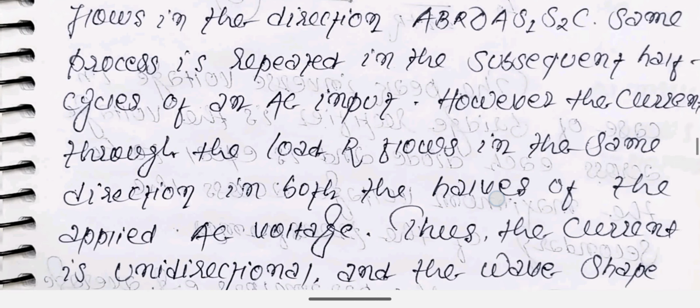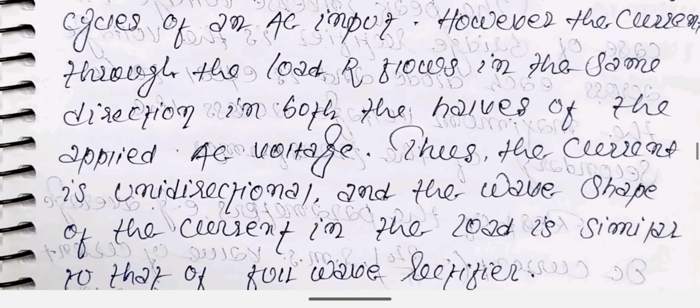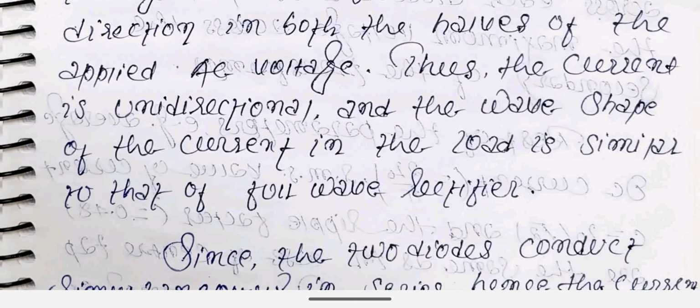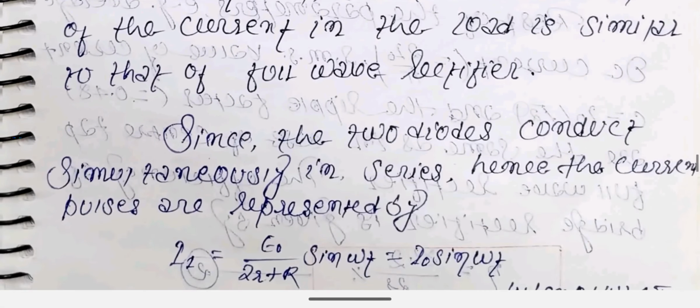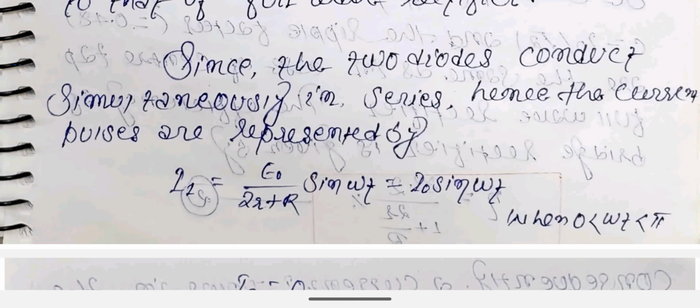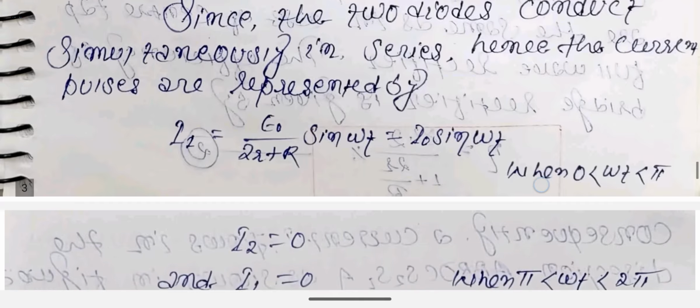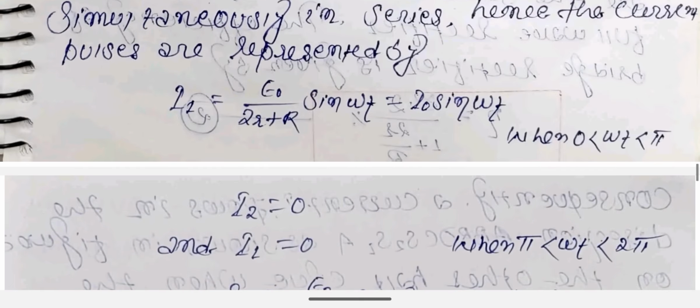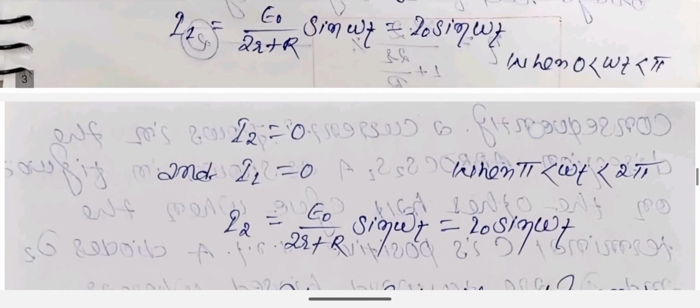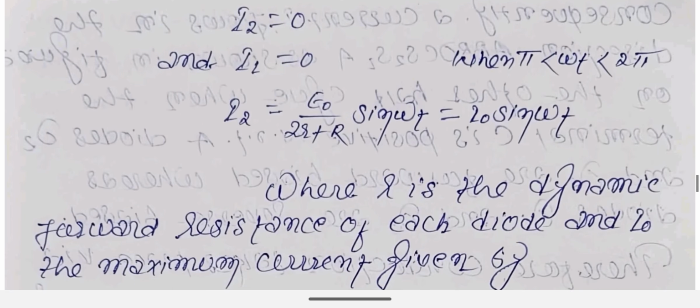However, the current through the load R flows in the same direction in both halves of the applied AC voltage. Thus, the current is unidirectional and the wave shape of the current in the load is similar to that of a full wave rectifier. Since two diodes conduct simultaneously in series, the current pulses are represented by i1 = E0/(2r + R) sin ωt = I0 sin ωt, when 0 < ωt < π, and it is equal to 0 otherwise.